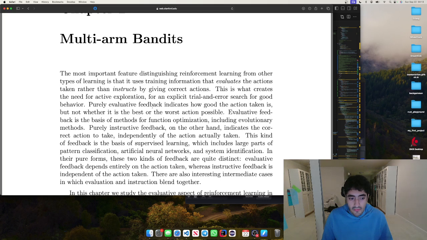Which includes large parts of pattern classification, artificial neural networks, and system identification in their pure forms. These two kinds of feedback are quite distinct.